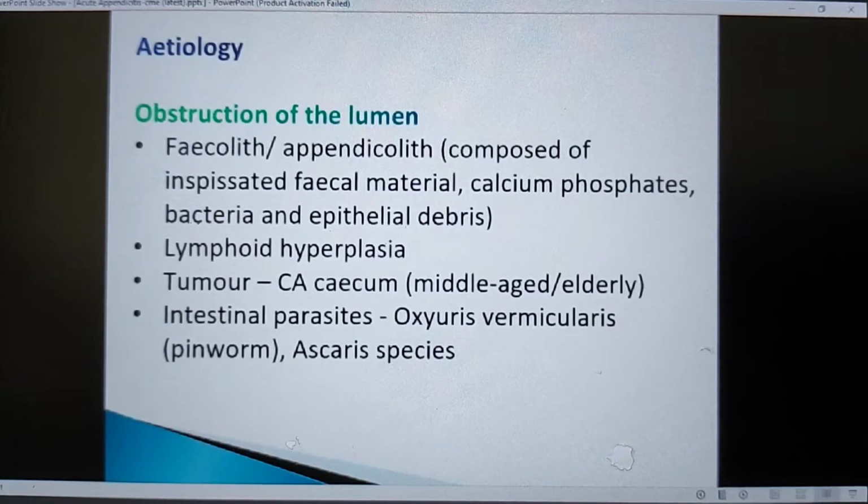So what are the causes of appendicitis? Basically there is an obstruction of the lumen of the appendix. It may be caused by a fecalith or appendicolith, which is composed of inspissated fecal material, calcium phosphates, bacteria or epithelial debris, lymphoid hyperplasia, tumor, or intestinal parasites such as Oxyuris vermicularis or Ascaris species.